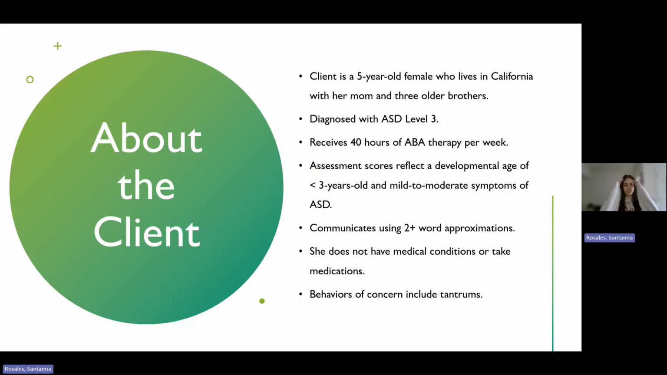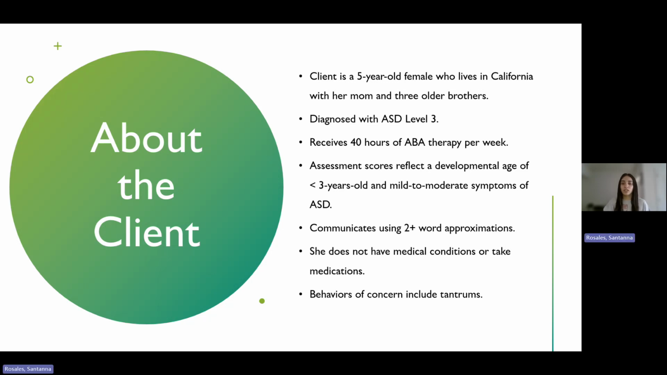So to begin, my client is a 5-year-old female who lives in California with her mom and 3 older brothers. She was diagnosed with ASD level 3 2 years ago. Last year, she started receiving 40 hours of ABA therapy per week, and she has continued this recommendation since then. Assessment scores reflect a developmental age of less than 3 years old and mild to moderate symptoms of ASD, according to the Vineland and the CARS 2 ST assessment. She communicates using 2 or more word approximations, and I wanted to note that she does not have any medical conditions or take any medications, and the behavior of concern includes tantrums.